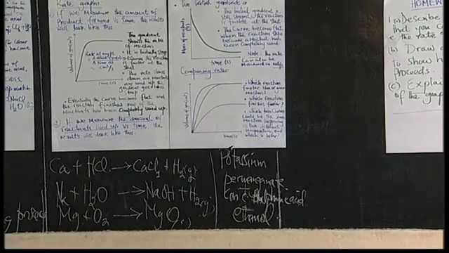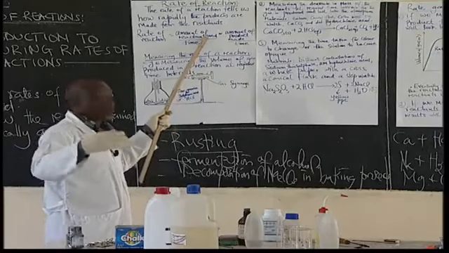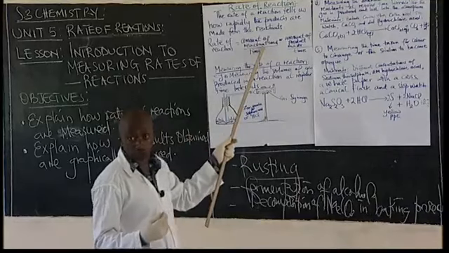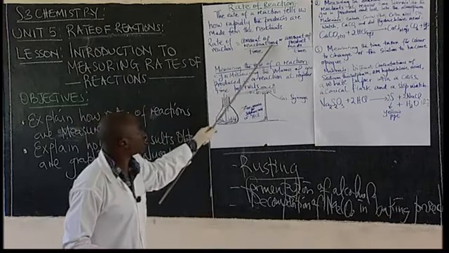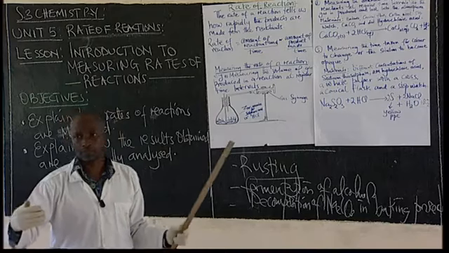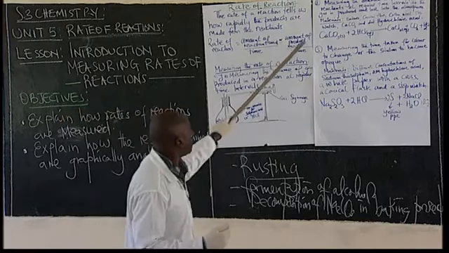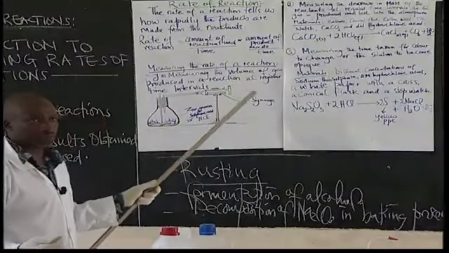Usually the rate of the reaction is given by the amount of reactants used. That's how we can measure the rate of the reaction. So we need to know the amount of reactants used in a given time, that is, the amount of reactants used per unit time. Or we can even measure the rate as the amount of products made or formed in a given time.